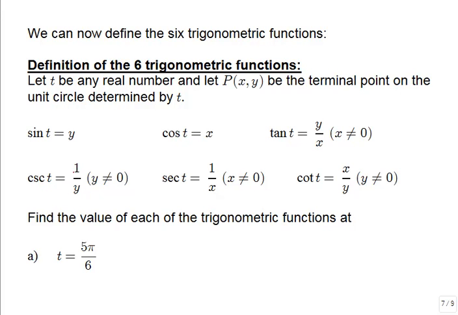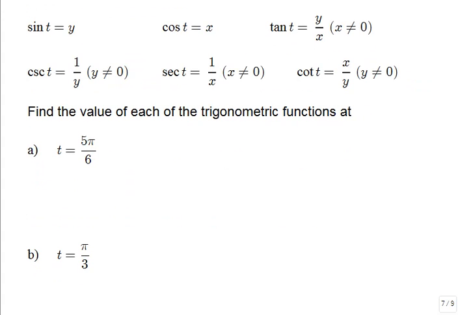Cosecant of t is 1 over the y, so 1 over the sine. Secant of t is 1 over the x, or 1 over the cosine. And cotangent of t is x over y, which is just the reciprocal of tangent. Okay? So the main 3 are these top 3, and then the other 3 below it are the reciprocals of the ones above. So let me show you what this really means now.